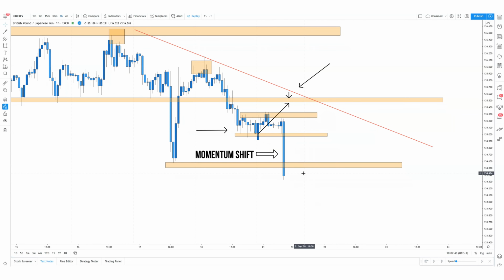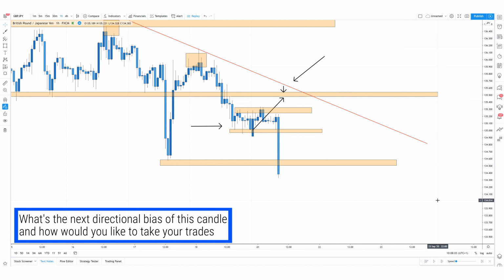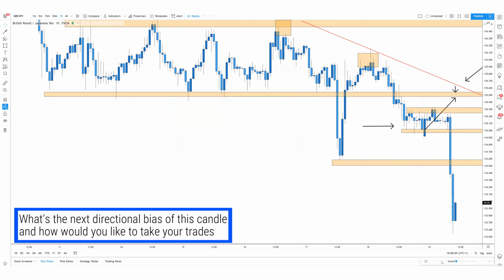Let me ask you, you have one trade left. Let's say your life depends on it. You see price coming into a level where it's reacted to before. Now, granted, we have broken it, so this might be a little bit easier, but what's the next directional bias of this candle, and how would you like to take your trades? For those that said sells, then let's see what happens, right?